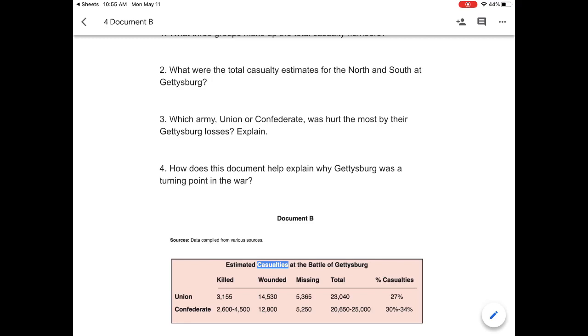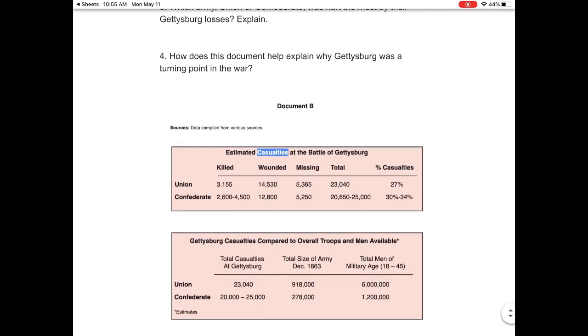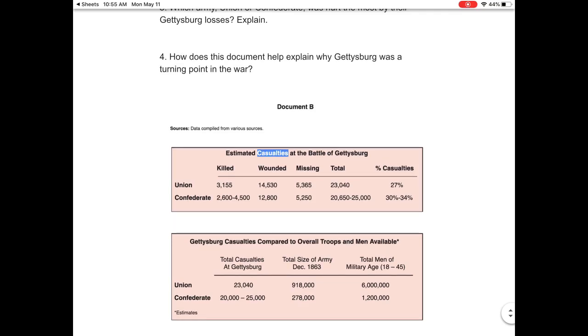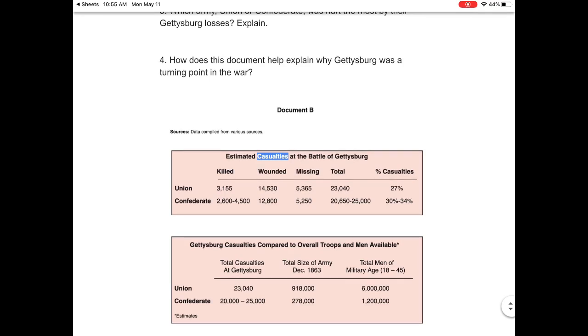How does this document help explain why Gettysburg was a turning point? The main takeaway from Document B here is that the Confederacy lost a lot of men, and because they lost that many people, they weren't going to be able to continue fighting with equal strength to the Union. In some ways, they had been pretty equally matched, but the amount of casualties was too many.